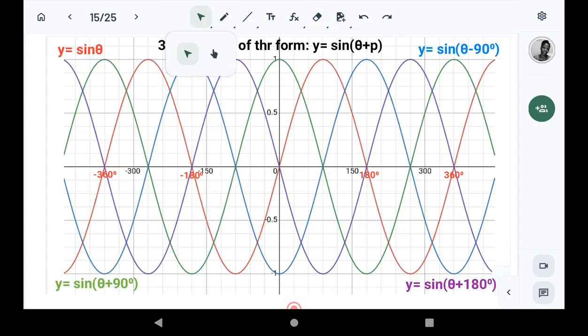Let's look now at the functions of the form y equals sine of theta plus p. Now, what is the effect of p on the graph?